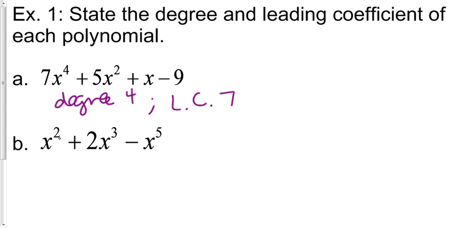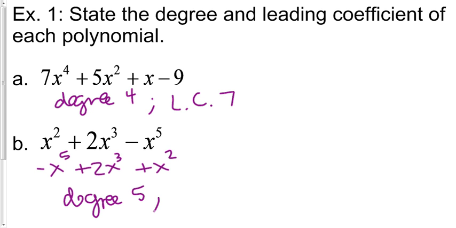In part B, however, the powers are not in descending order, so if you wanted to rewrite it, you could always rewrite it and say that we really have a negative x to the 5th first, plus a 2x to the 3rd as the second highest power, and then plus x squared would have to go last. So the highest power here is 5, so we've got a degree 5 polynomial, and the leading coefficient is -1, because we've got a negative sign in front of that x to the 5th, so it's a -1 as our leading coefficient.